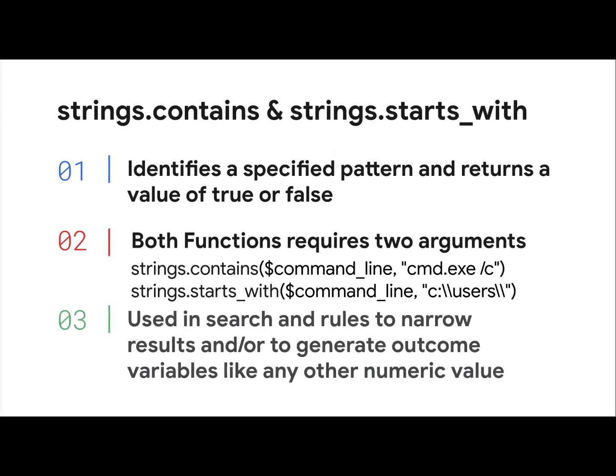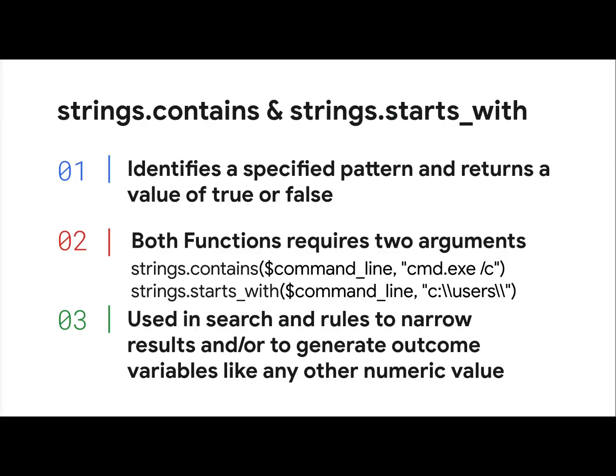The functions strings.contains and strings.startsWith provide us the ability to match against a provided pattern either at the start of the field or variable or anywhere else within it. Either way, the function will provide a Boolean output. To use these functions, we require the field or variable followed by the pattern in double quotes.